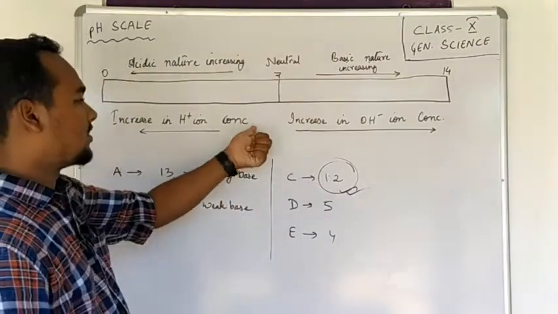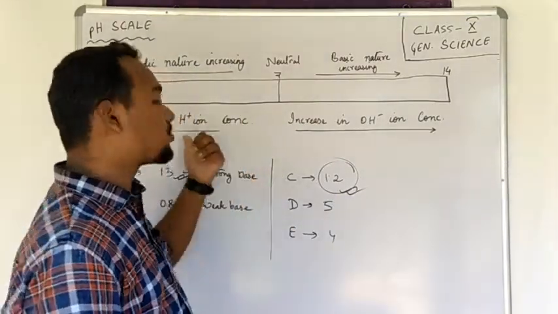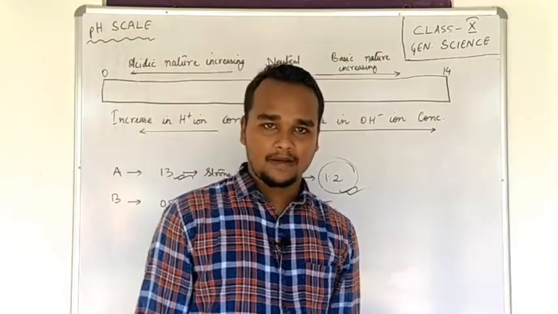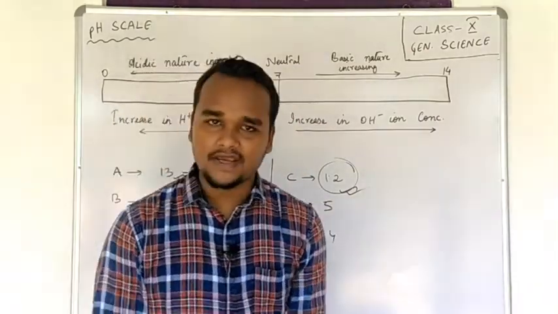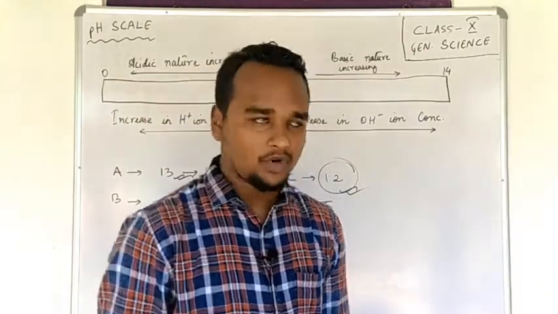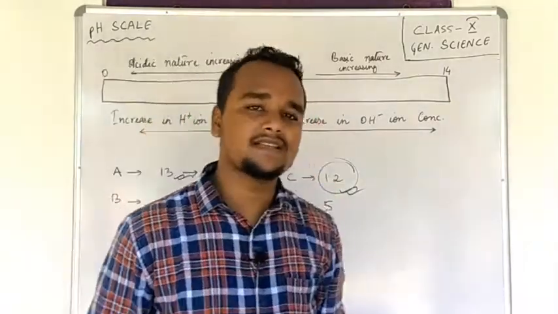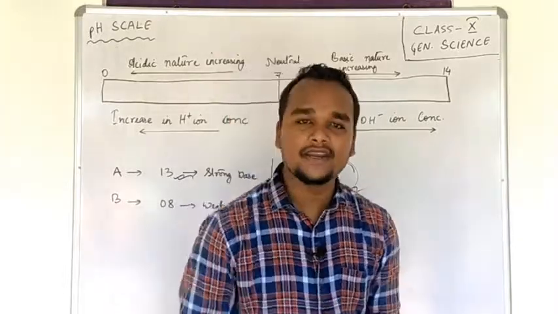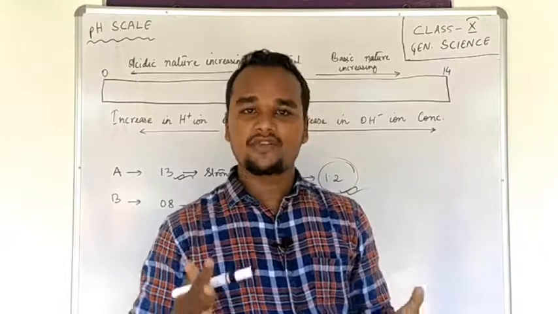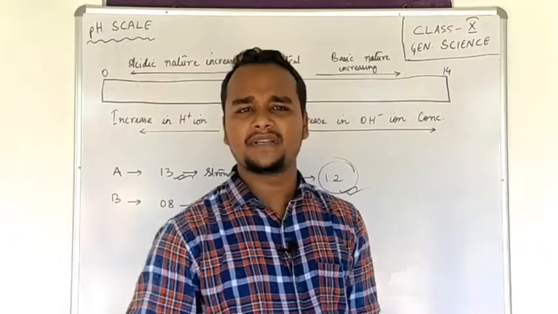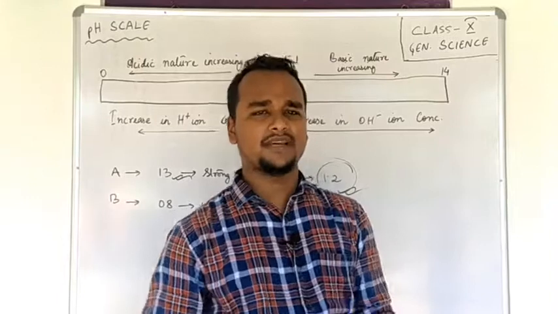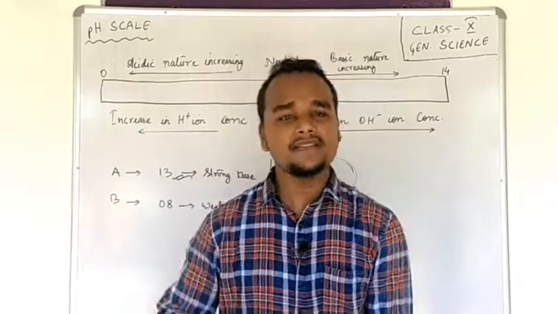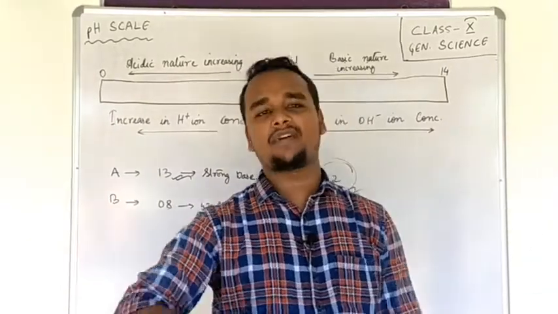You can just see it here. In a decreasing manner, there is an increase in H plus ion concentration. In an increasing manner, there is an increase in OH minus ion concentration. Clear? And remember one more thing, if the pH of any substance is 7, for example common salt, the common salt which you consume, its pH is 7. So it is a neutral one. The pH of pure water is about 7, slightly near to 7. Any substance with pH 7 is neutral. Less than 7 is acidic, more than 7 is basic. I hope you have understood this pH scale.